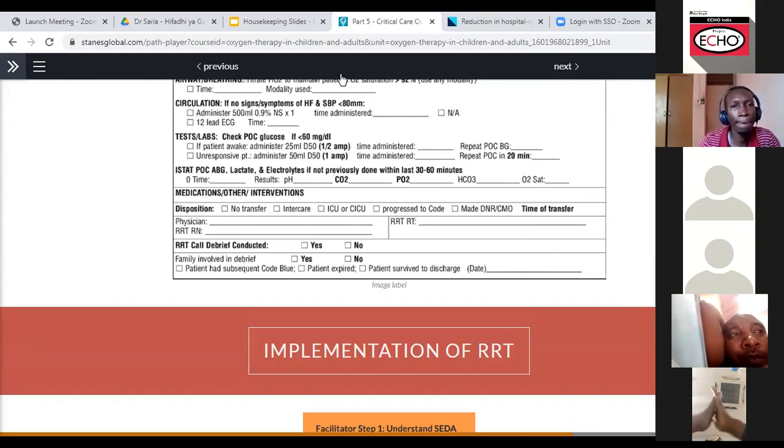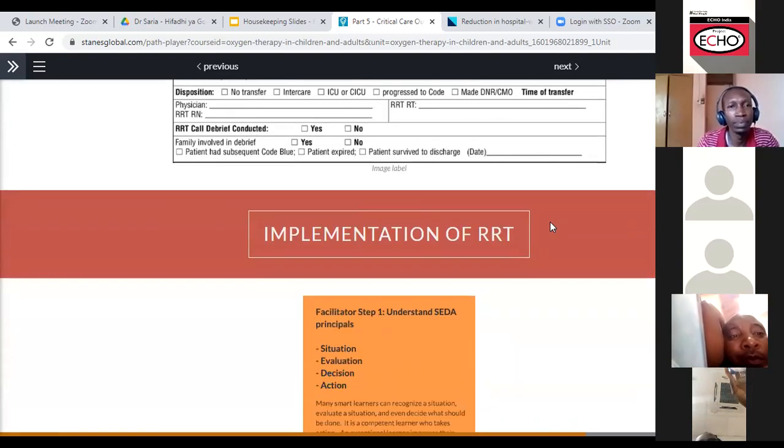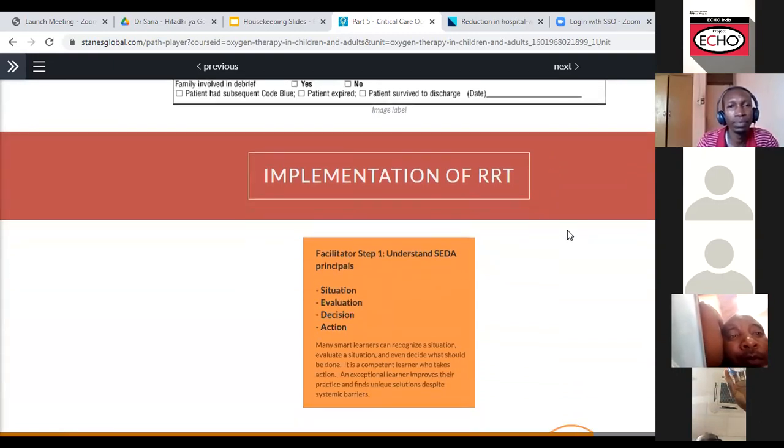And if not, we are also going to, if possible, form the teams. Now, having seen that, let us discuss the last part of this presentation, which is about the implementation of the rapid response system or rapid response team. So far, we have seen the importance of having this system and the team.